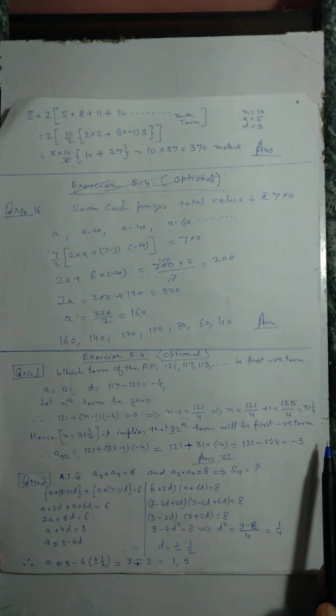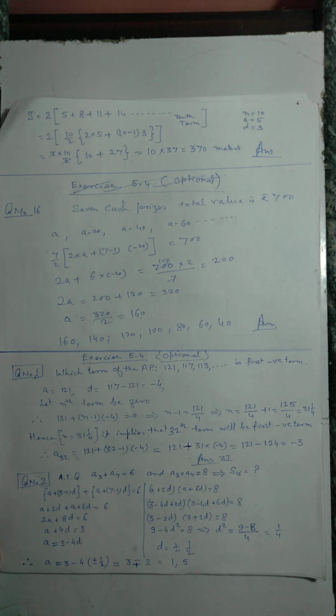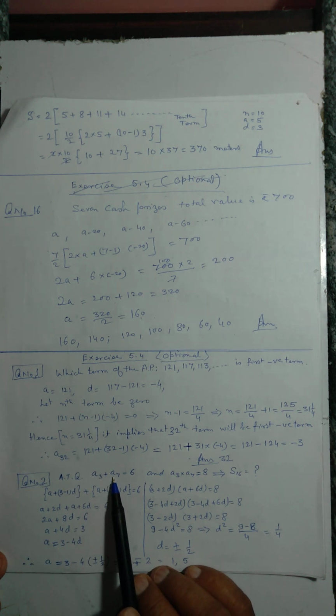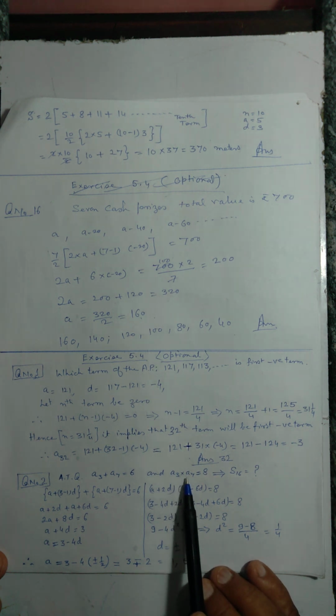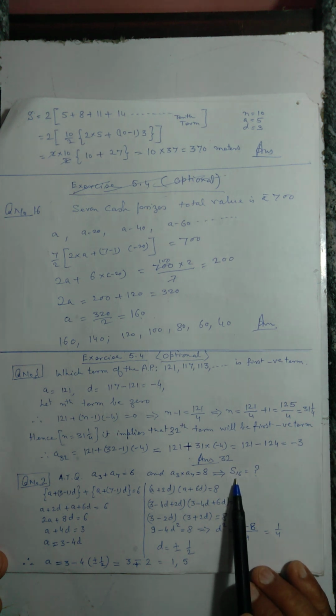Now proceed to the question number 2. The sum of the third and the seventh term of an AP is 6 and their product is 8. Find the sum of the first 16 terms of the AP. According to the question, it is given that A3 plus A7 is equal to 6 and A3 into A7 is equal to 8, and we have to find the sum of 16 terms.